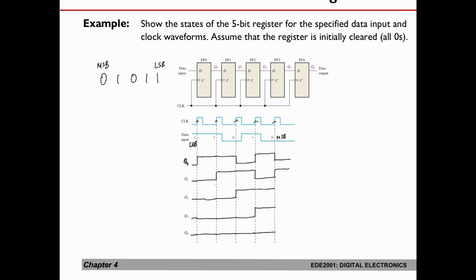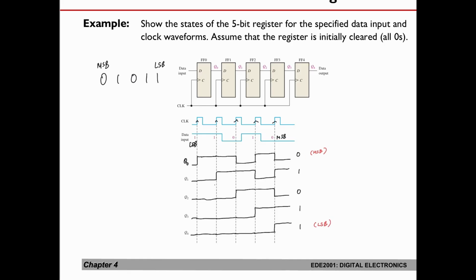Then Q2 will become a 0, right? Then Q3 continues to be a 1, and at the next clock cycle Q4 becomes a 1. So what do I have here? Let's write down the 0, 1, 0, 1, 1. You can see that the MSB is now at the output of Q0 and the LSB is at the output of Q4. So at this moment, the register has stored the 5-bit data in Q4 to Q0 respectively.